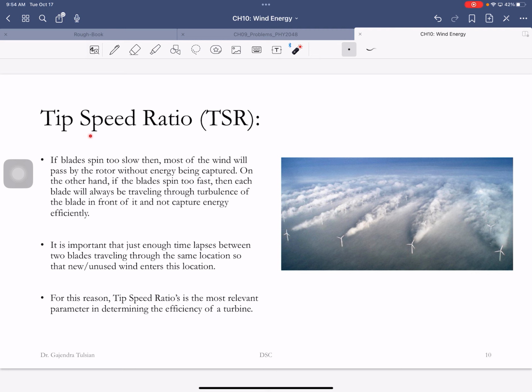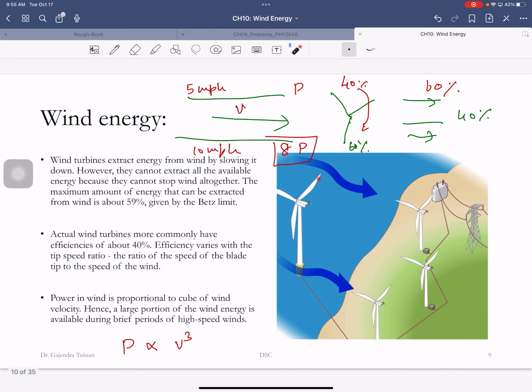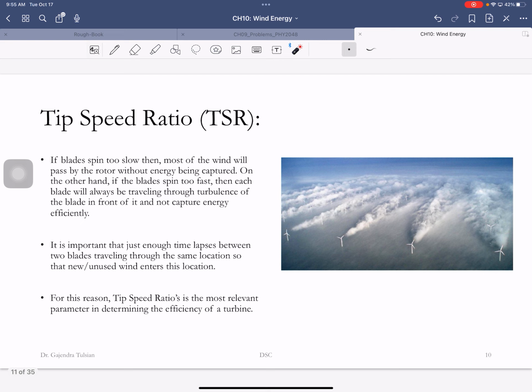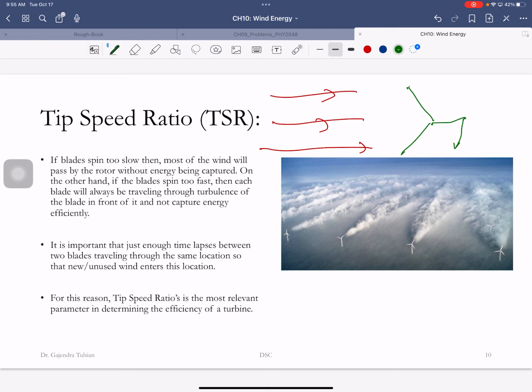You want to understand this tip speed ratio. When they say tip speed, what they're talking about is when this blade is rotating, they're talking about the speed of this tip, the windmill tip. Now here's the deal. So here is the wind blowing. Here are the blades. This blade is rotating this way.